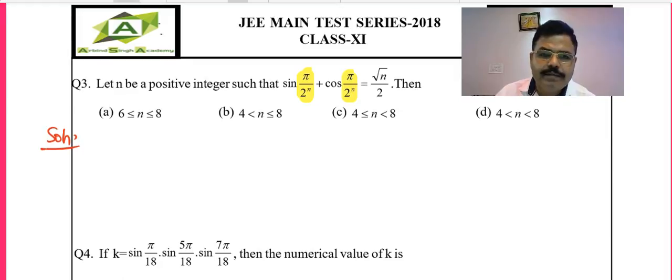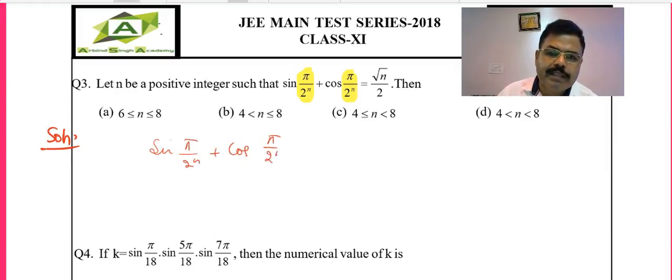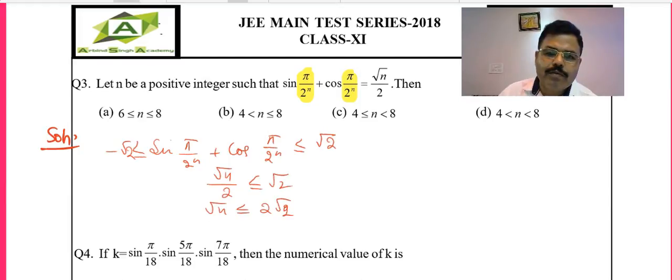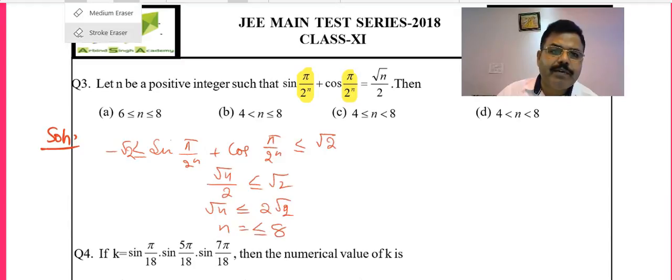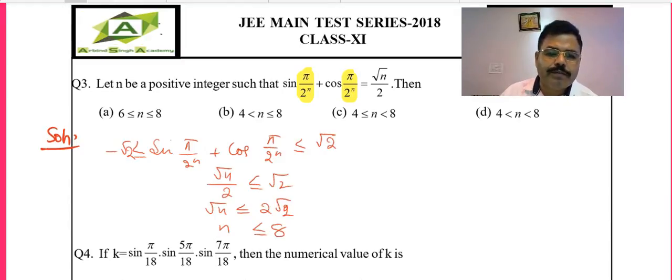So sin(π/2)^n plus cos(π/2)^n, this is sin theta plus cos theta, which lies between minus root 2 to root 2, right? So here I can write this is root(n/2) is less than root 2. So root n is less than 2 root 2, and therefore n is less than 8. n is less than or equal to 8. This is one of the solutions.